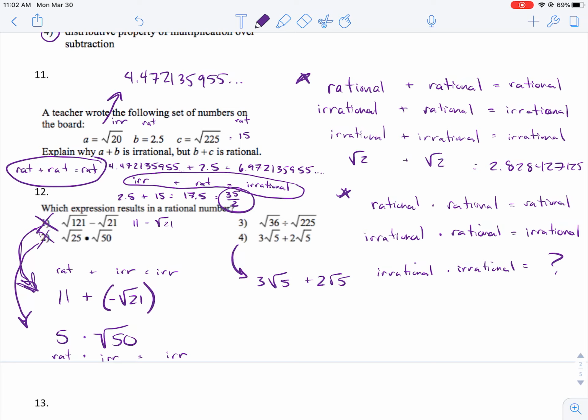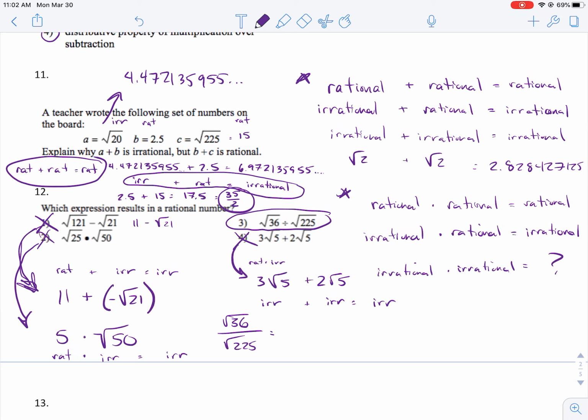Let's take a look at number 4. So we've got 3 square root 5 plus 2 square root 5. Now let's take a look at this first number. So this is a rational number times an irrational number, which means this is irrational, which also means that this is irrational. So an irrational plus an irrational number is irrational. So 4 is out, so it has to be 3.